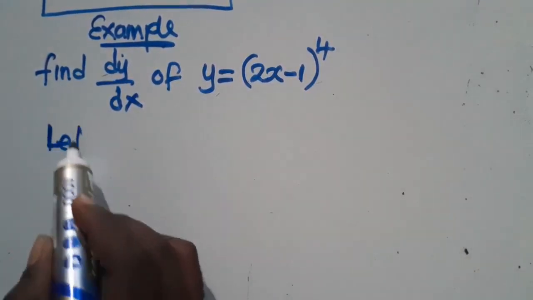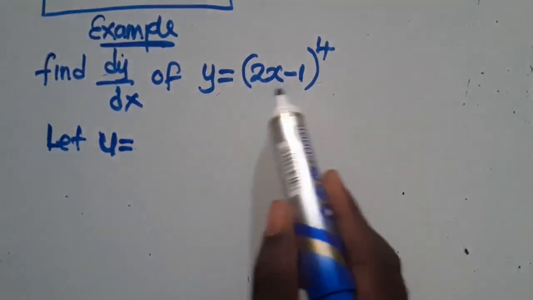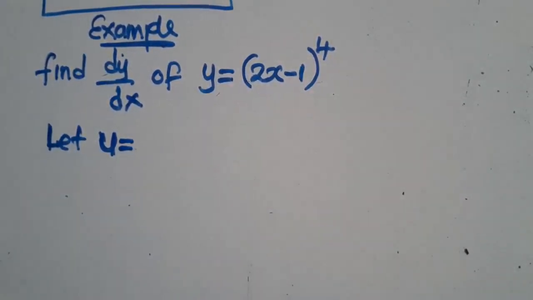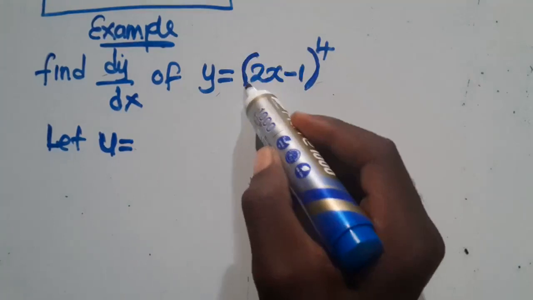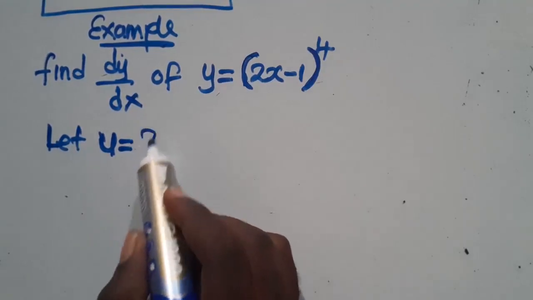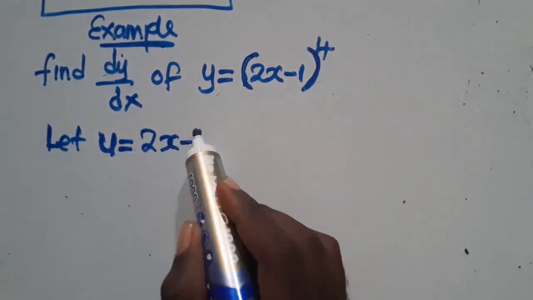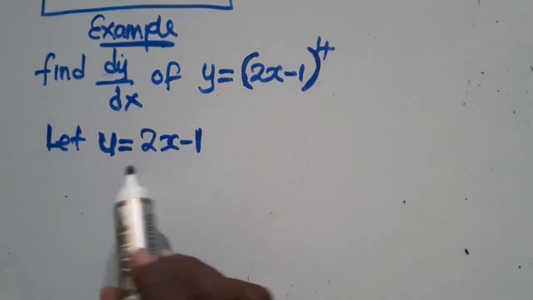The first step you need to do, you say let u be equal to what is in the brackets. On the formula there is u. Your main focus should just be the expression in the brackets. Under the chain rule, you are always going to have an expression in brackets. What are you having there? You are having 2x minus 1. Where there is 2x minus 1, it is just the same as u.